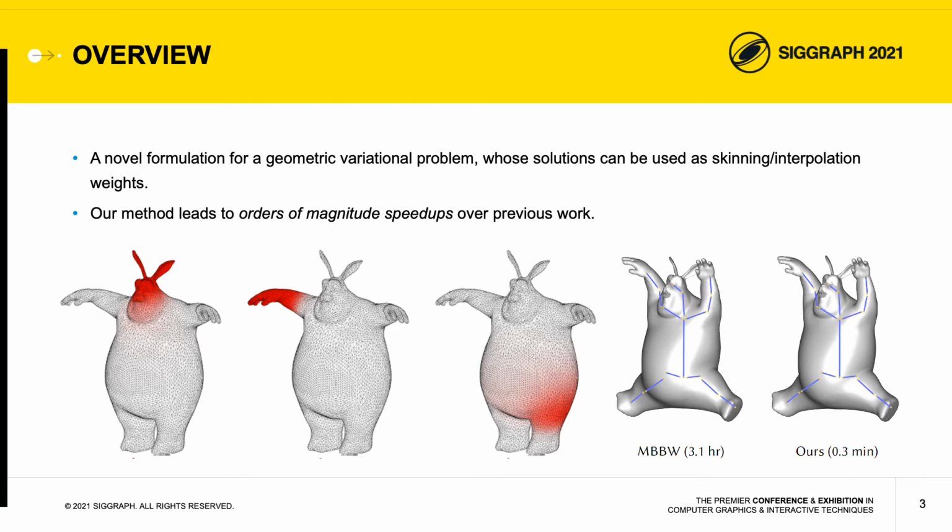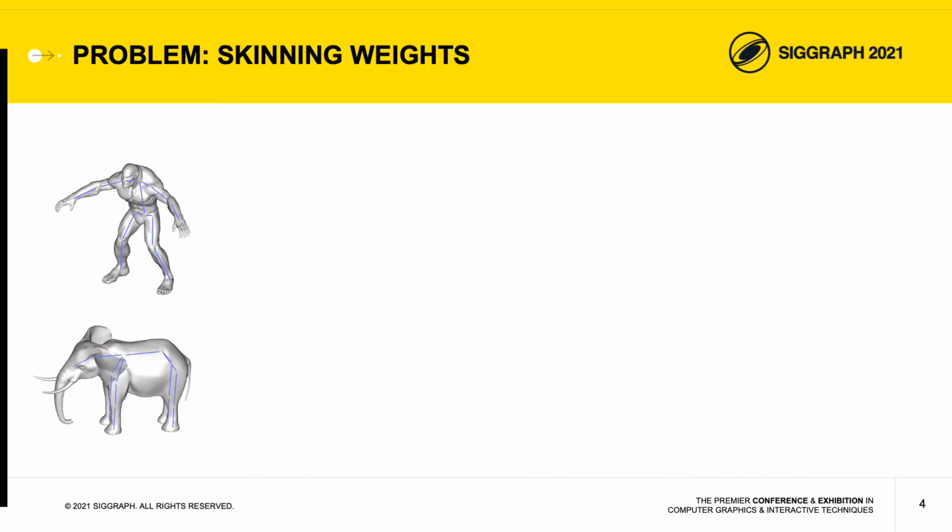Here's a brief summary of our paper. Simply speaking, in this work, we propose a novel formulation for a geometry variational problem whose solutions can be used as a fast method for computing skinning or interpolation weights. Our method leads to orders of magnitude speedups over previous methods, allowing weight computation in near real time.